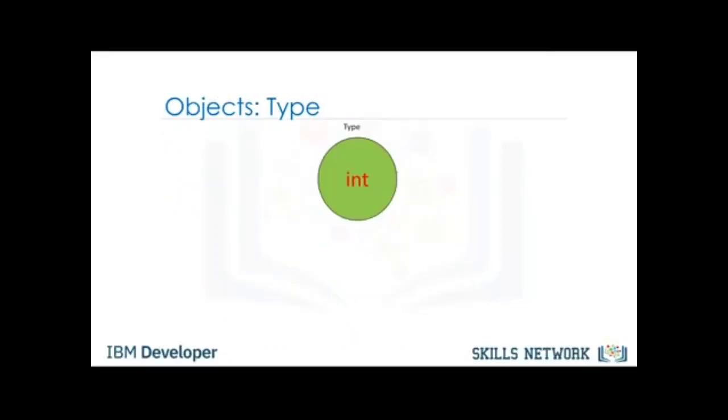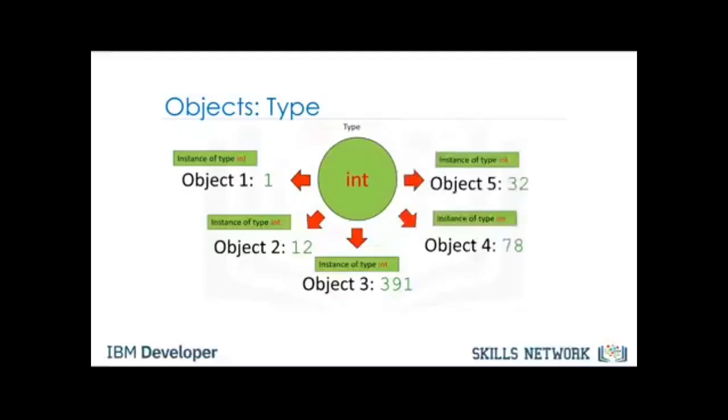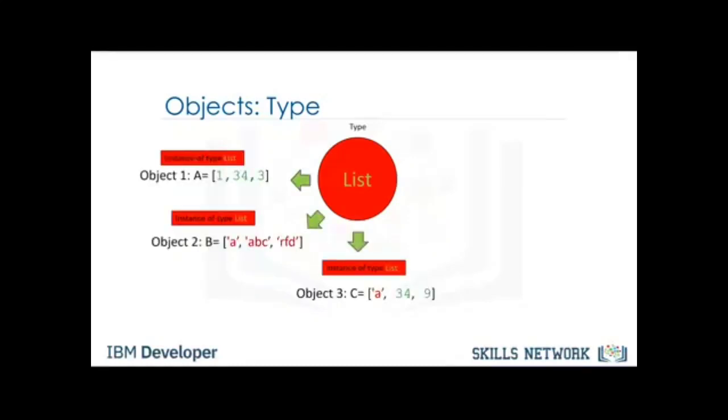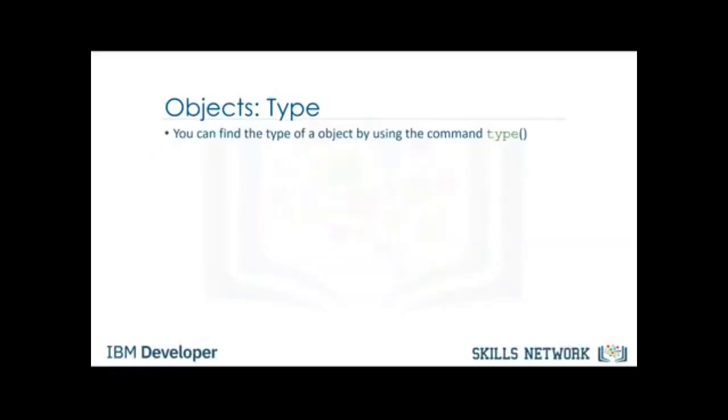Every time we create an integer, we are creating an instance of type integer, or we are creating an integer object. In this case, we are creating 5 instances of type integer or 5 integer objects. Similarly, every time we create a list, we are creating an instance of type list, or we are creating a list object. In this case, we are creating 5 instances of type list or 5 list objects. We can find out the type of an object by using the type command.